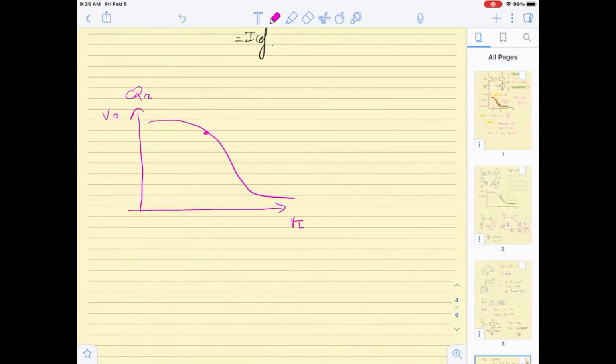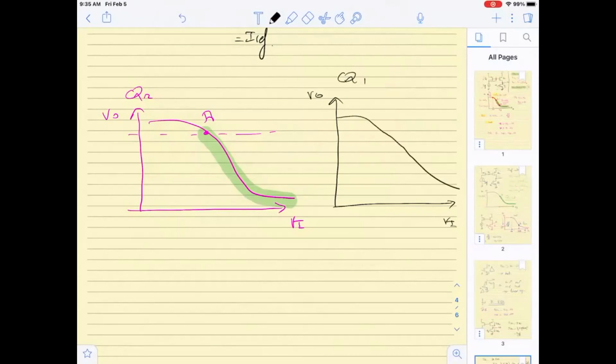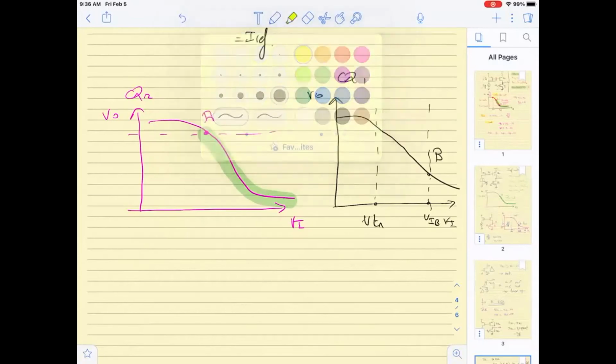That tells me below A, I am going to be in saturation. Okay, and I also have another curve and another point for Q1. That tells me in relation to Vin and Vout, I have 2 points that matter for me. The first point here, VTN, and the second point is point B, so this is VIB, and in between those 2 points, the transistor is operating in saturation.